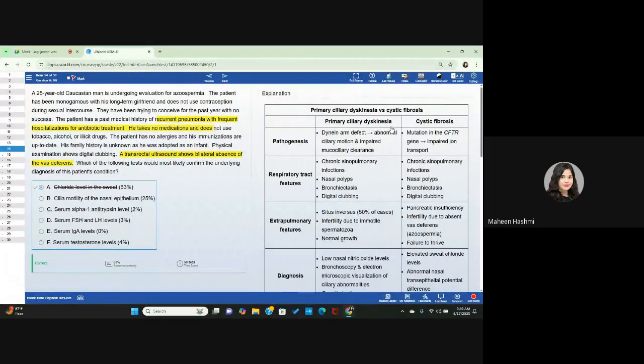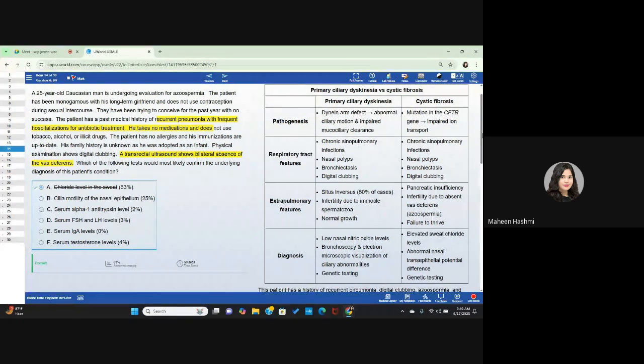All right. Primary ciliary dyskinesia, again, those people usually, where do you see primary ciliary dyskinesia? Kartagener syndrome, yeah. Very good. So you have multiple things going on. You may have situs inversus, you may have bronchiectasis, you may have digital clubbing or nasal polyps. All of that is primary ciliary dyskinesia.